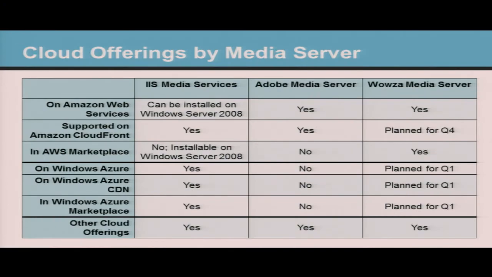If you're interested, I also threw in a slide from the 3-hour workshop yesterday that just tells you which media servers are supported on which of these offerings. Effectively, IIS Media Services is both on AWS and Windows Azure. Adobe is on AWS but not on Azure. And Wowza Media Server is on AWS but not yet in Azure because they're still building it up. And all 3 servers are offered on different cloud offerings.